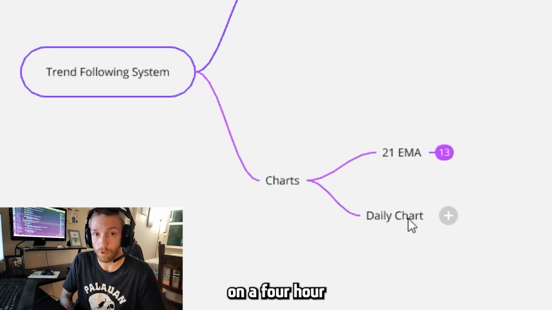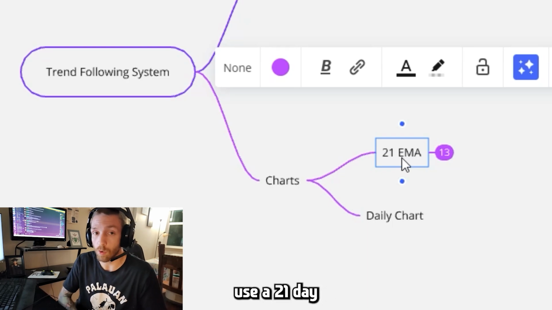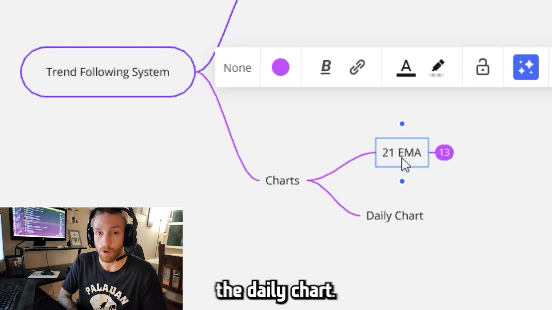You're not going to use it on a 4-hour, 1-hour, 5-minute, 30-minute, or 15-minute chart, just a daily chart. And that's how we're following our trend, only on a daily chart. What you're going to do is use a 21-day EMA on the daily chart.